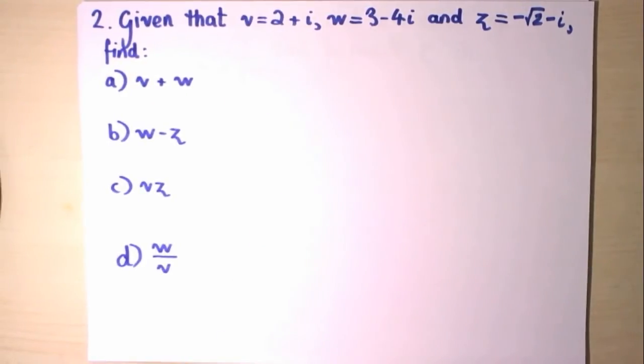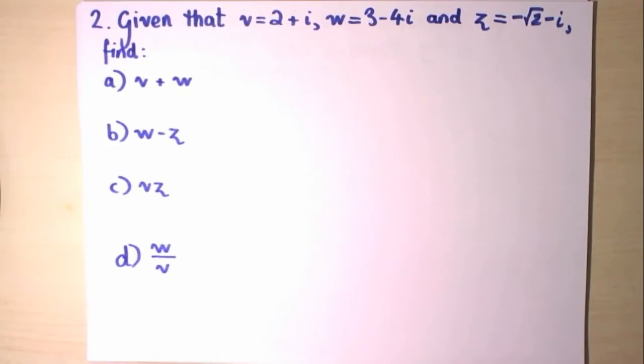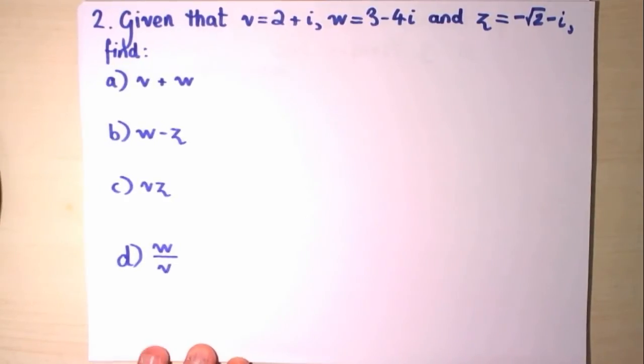Question 2. We're given several complex numbers now. Given that v equals 2 plus i, w equals 3 minus 4i, and z equals minus root 2 minus i, find the following: a, v plus w, b, w minus z, c, vz, and d, w over v. These are quite straightforward if you just know the rules of addition, multiplication, subtraction, and division for complex numbers.